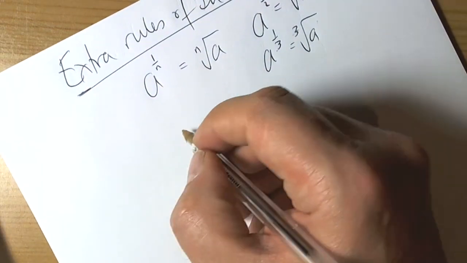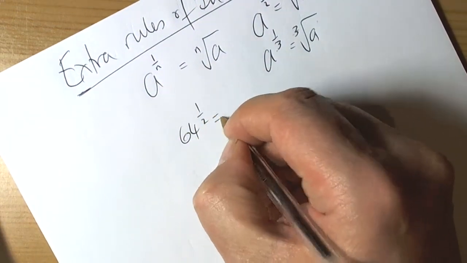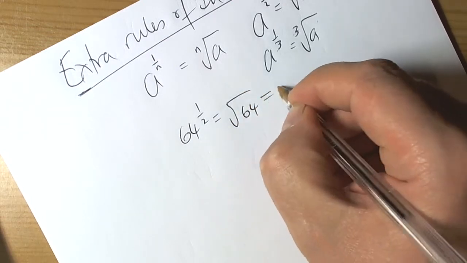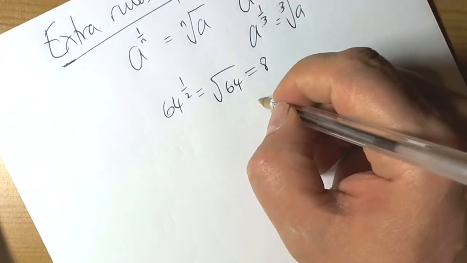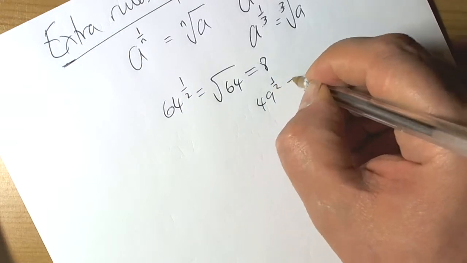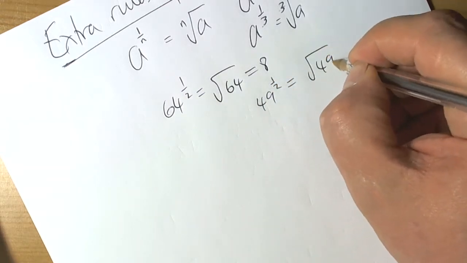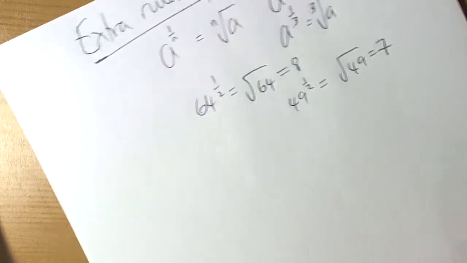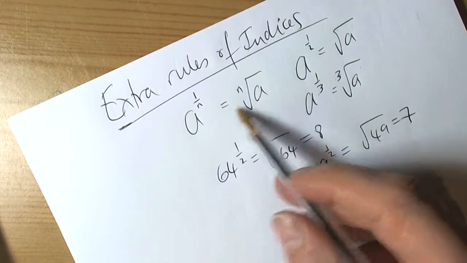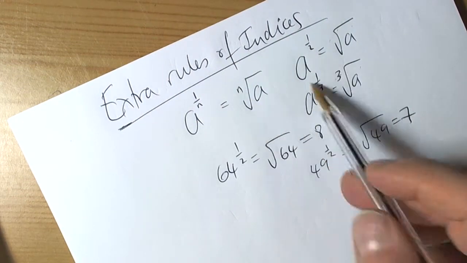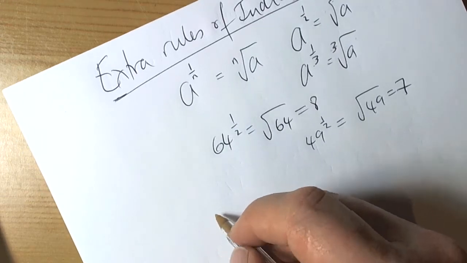So if I've got something like 64 to the power of a half, it's telling me to do the square root of 64, which is 8. If I've got 49 to the power of a half, it's telling me to do the square root of 49, which is 7. So that's one of the rules that is a bit extra for this year, the fraction rule. There's also the power to the power rule.